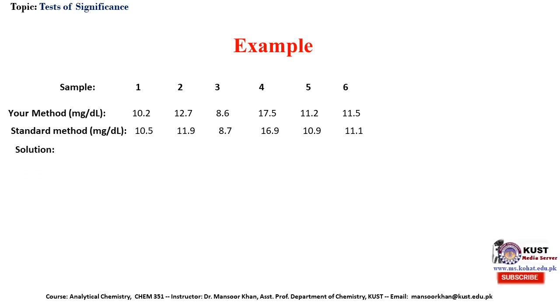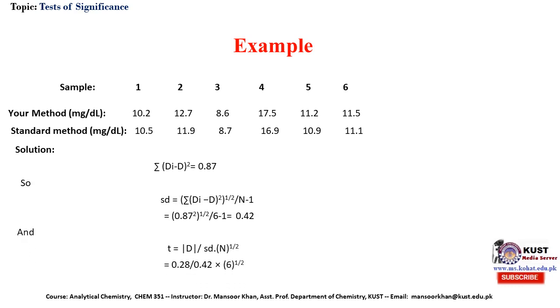So the solution, putting in here, this is the equation. So this is the standard deviation, the value is 0.42, and finally putting in the last equation, we obtain a value equal to 1.63, and it is less than the tabulated value 2.571. So the method is significant.